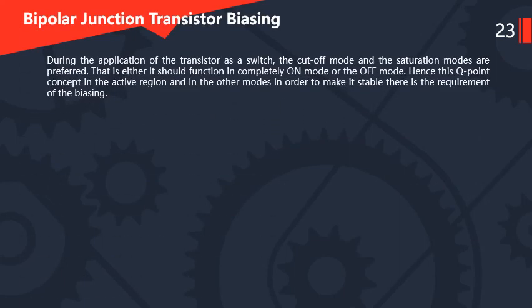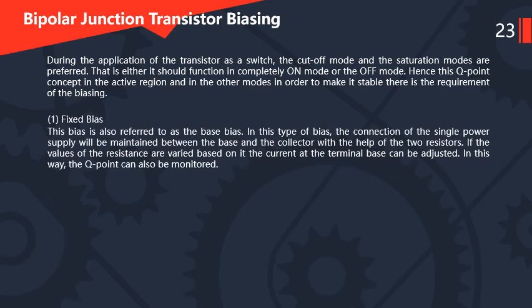During the application of the transistor as a switch, the cutoff mode and the saturation mode are preferred. That is, either it should function in completely on mode or off mode. As the Q point concept applies in the active region and in the other modes, in order to make it stable, there is the requirement of biasing.